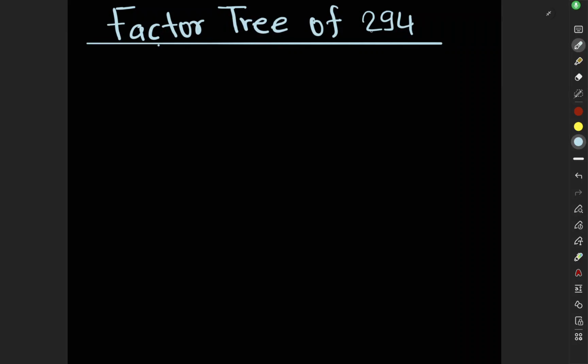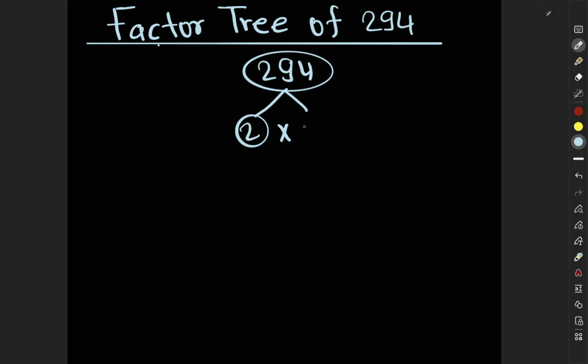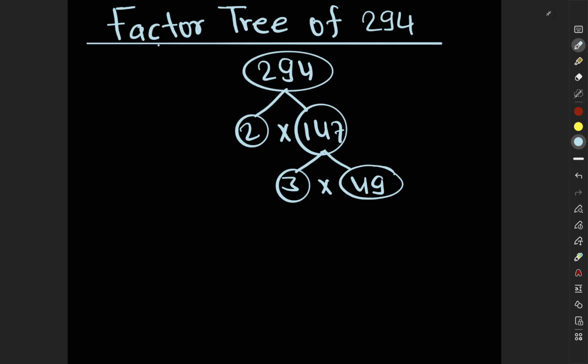Factor tree of 294. So 294 can be written as 2 times 147. 2 times 147 means 294. So 147 can be written as 3 times 49. 3 times 49 means 147.